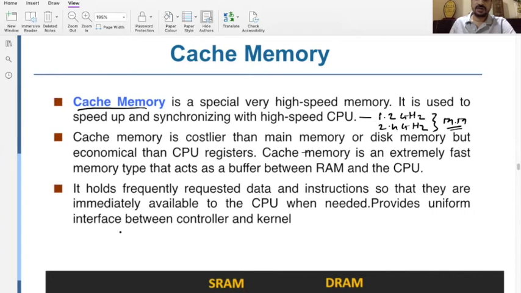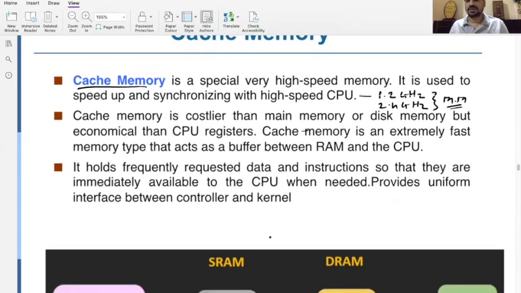It provides a uniform interface between the controller and the kernel. The cache memory will provide a uniform interface between the controller and the kernel.